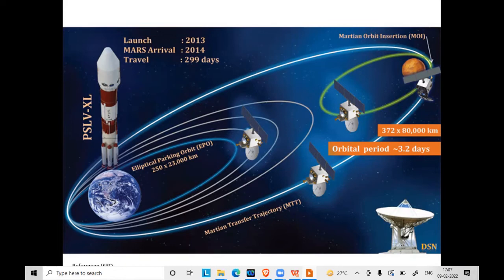And with that transfer trajectory, there comes a point where the trajectory of the spacecraft intersects with the trajectory of Mars. For all this, you need a very good understanding of the trajectories of Earth and Mars, and of maneuvering the spacecraft orbit. That subject is called astrodynamics.